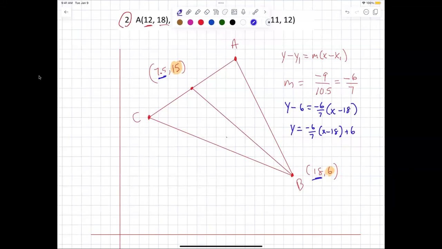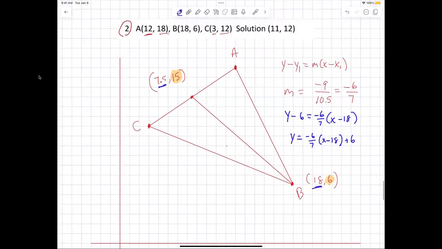Is everybody agreeing with that? Right, any problems? Okay. So now I just need to calculate one other line. All right, that wasn't that hard. So do you want to calculate the midpoint of AB or BC? All right, let's do BC.